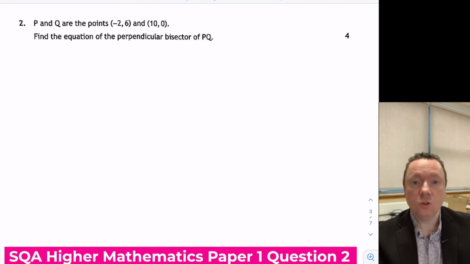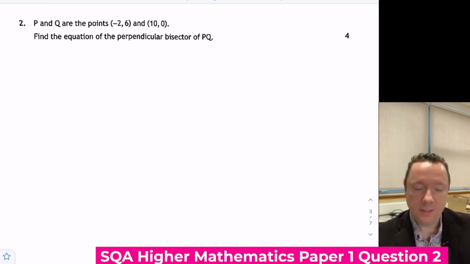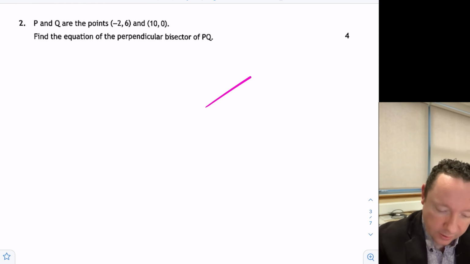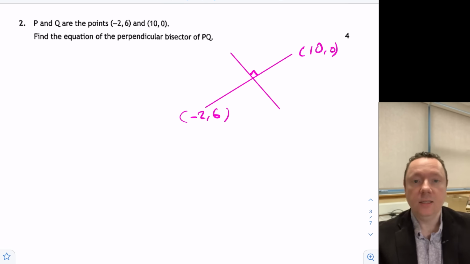SQA Higher Maths 2023 Paper 1 Question 2. P and Q are the points minus 2, 6 and 10, 0. Find the equation of the perpendicular bisector. So if I've got a line, let's say it was here, minus 2, 6 and 10, 0. Perpendicular means at right angles, bisector means in half. So I'm looking for a line that looks like this, where it's at right angles and it cuts it in half. So I'm going to need the midpoint and the gradient of the perpendicular.